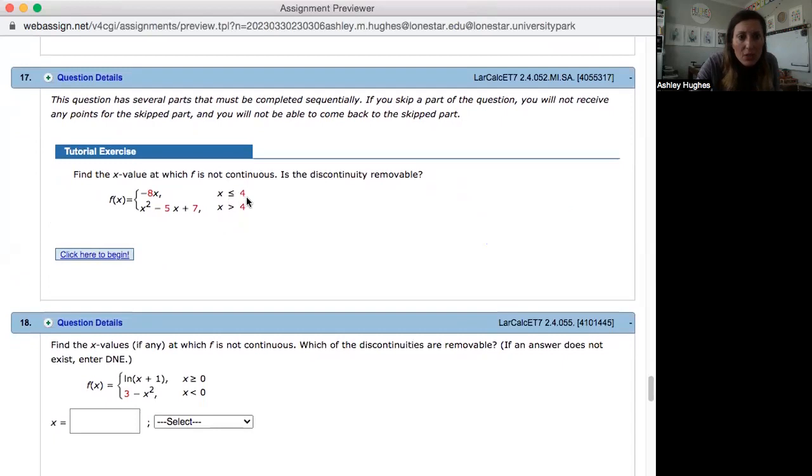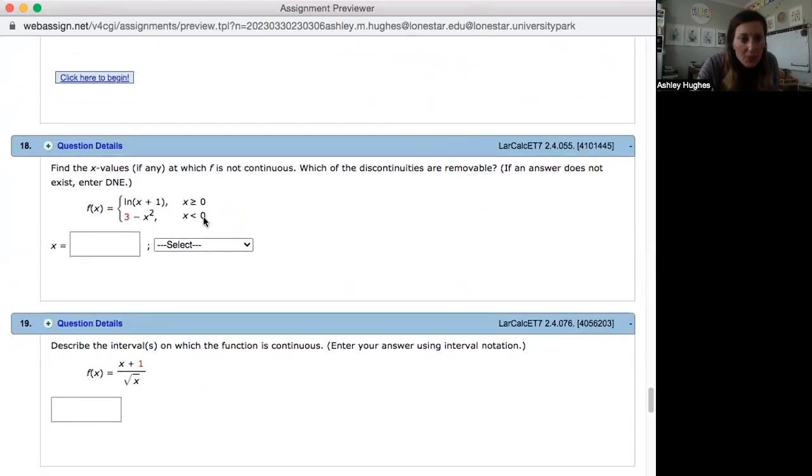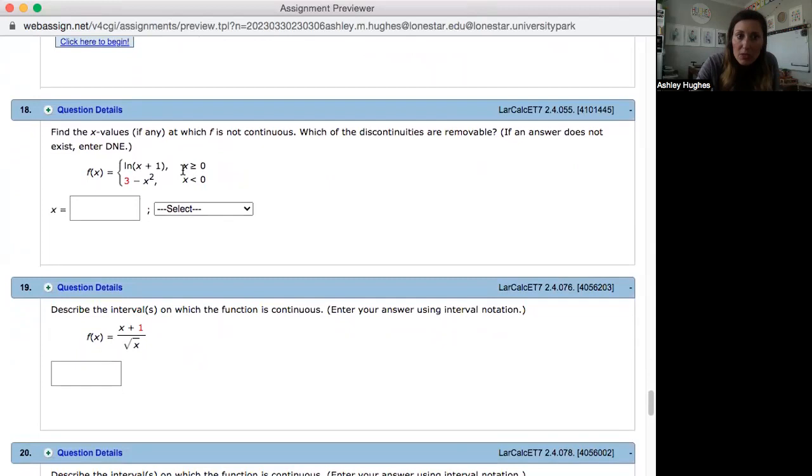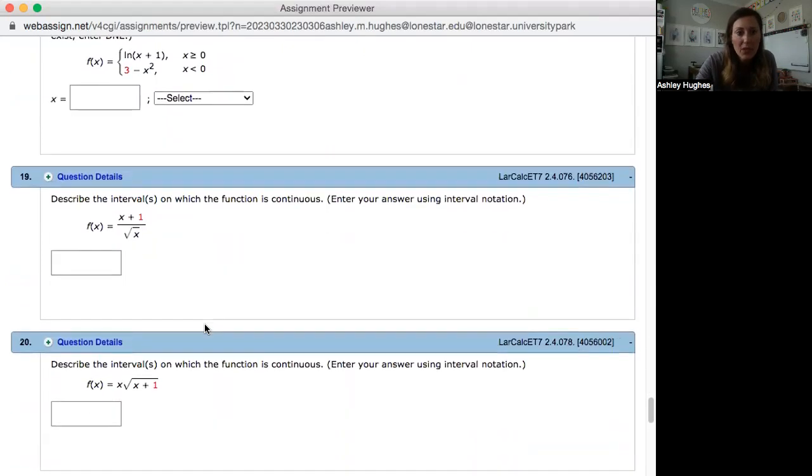If it's continuous, okay, plug in 4 into both places, see if they equal. Plug in 0 into both of these, see if they equal each other. Remember, the natural log of 1 is 0.